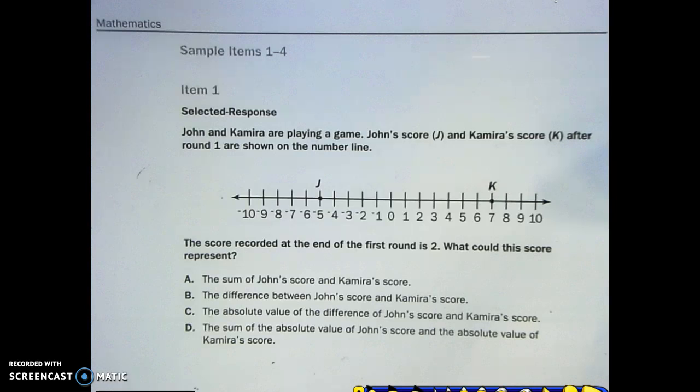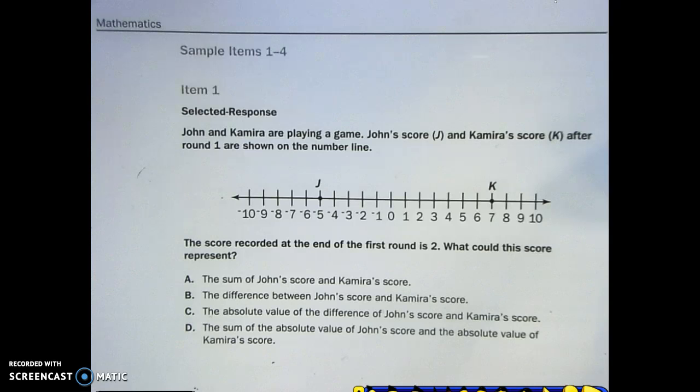So John and Kamira are playing a game. John scored J and Kamira scored K after round 1 are shown on the number line. The score recorded at the end of the first round is 2. What could this score represent? So we're going to work through the answers and see which one is correct. A says the sum of John's score and Kamira's score.